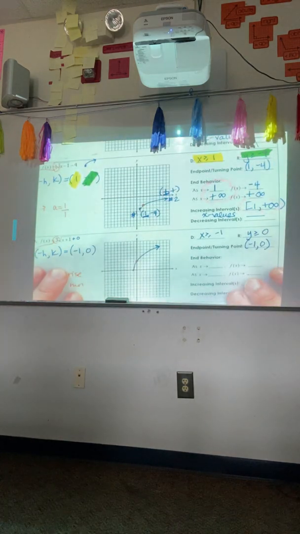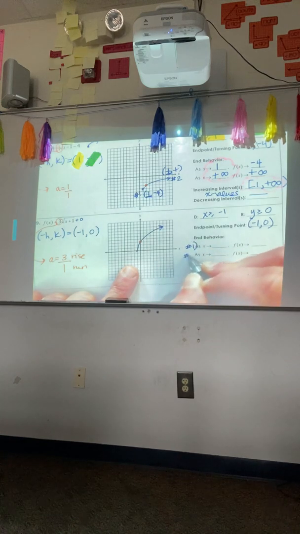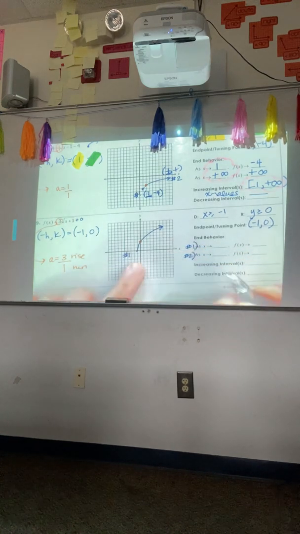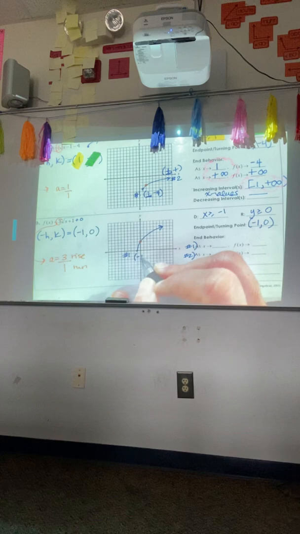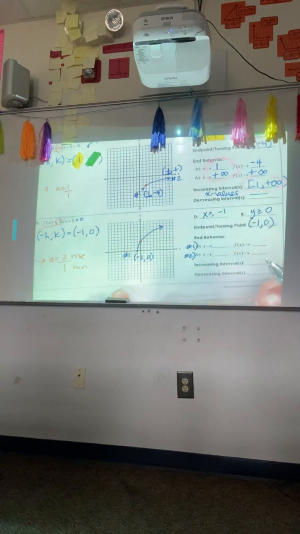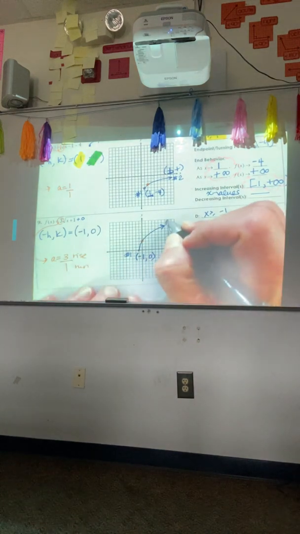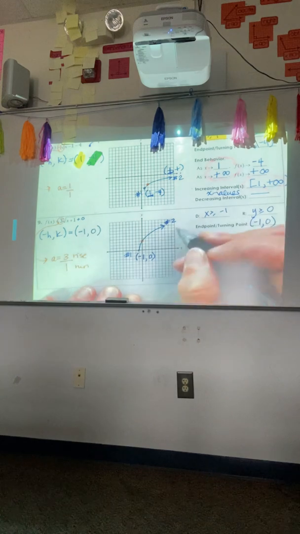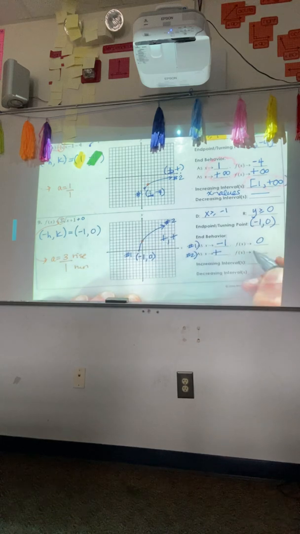All right, this one right here. Let's go ahead and look at our end behavior. We have end number 1 and end number 2. I always start with the terminal point right there. What is this ordered pair? -1, 0. All right, and then my other end over here, end number 2, is going into what quadrant? Positive, positive. To infinity and beyond.